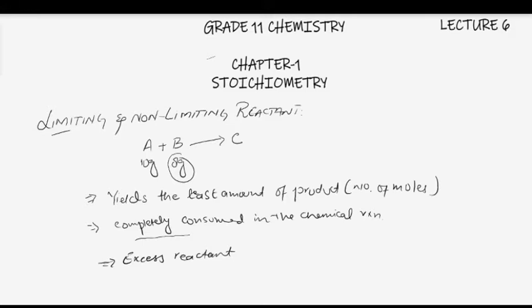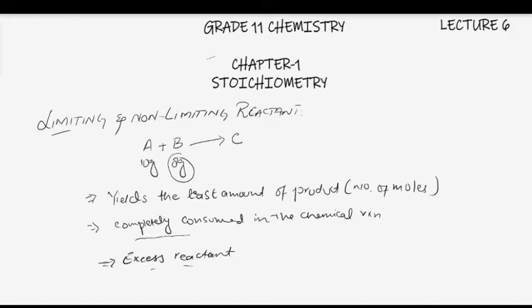Or we will have another reactant that is left behind after the completion of the reaction, or it may give a larger amount of the product. But that may not be the case in every chemical reaction. You might have chemical reactions in which there is no limiting or non-limiting reactant.